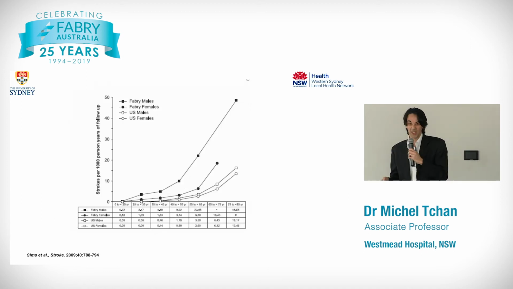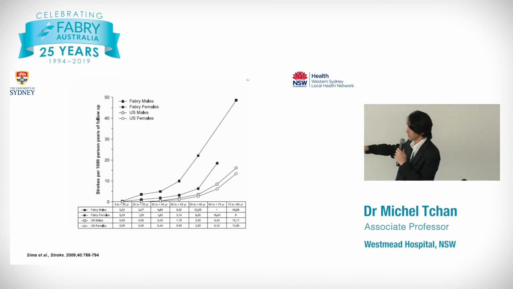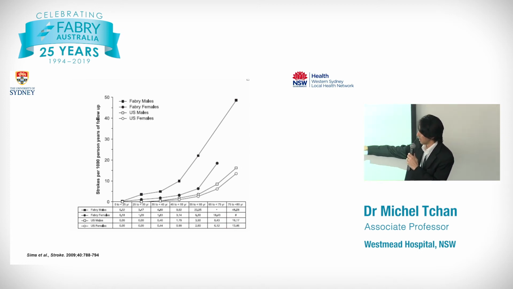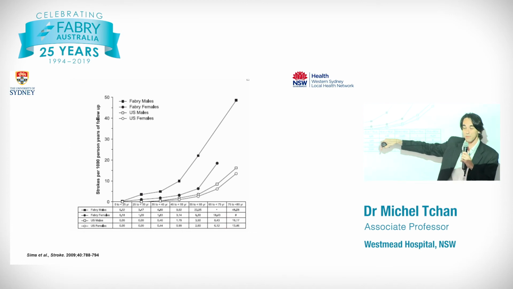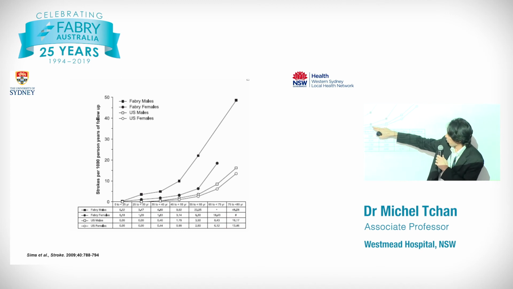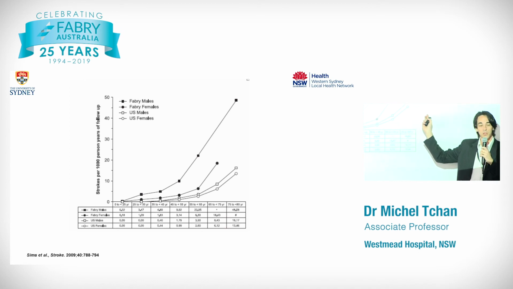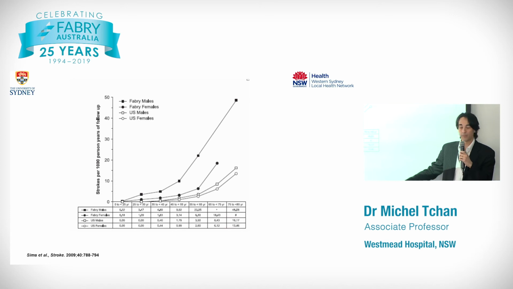If we look at the actual risk of someone having a stroke compared to people in the general population, this is what this graph shows. This is reasonably old data now, but I think it still holds. Each time point here is 10 years of life. And the white dots here are men and women in the general population and showing their risk of stroke. And you can see here it does go up as we get older.